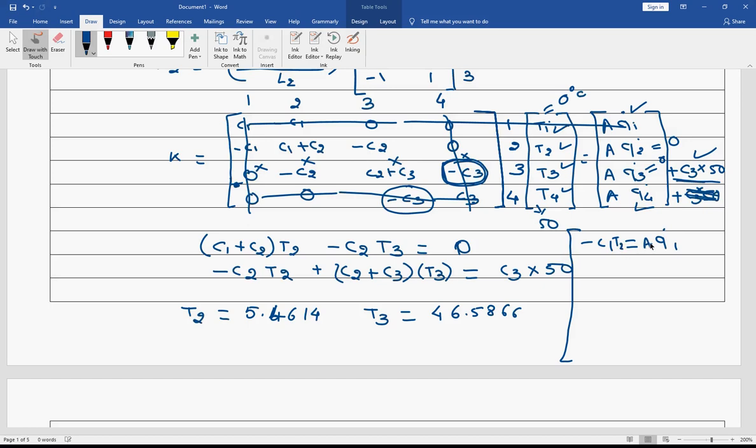A is 1 unit. So you can get Q1 dot here. Similarly, for A4, minus C3 into T3 plus C3 into T4 is equal to A into Q4 dot. So from this I can get Q4 dot. So try to get these two values, please.